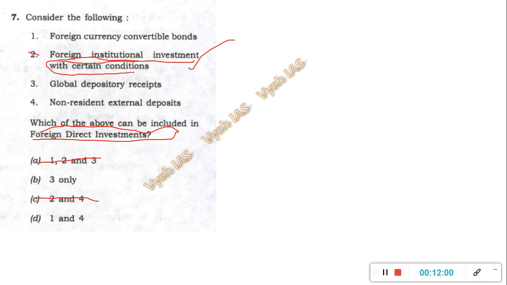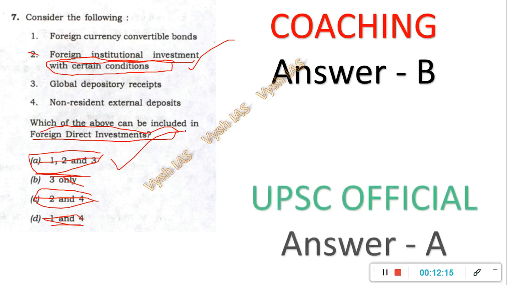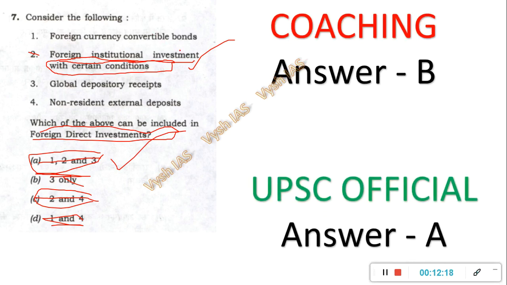So on the RBI's website, if you go and see, FII with certain conditions can be included under FDI. Okay, so you need 2 in the answer. So this is what you have to eliminate, this one and this one. So it's either 2 and 4 or 1, 2 and 3. And finally the answer key which came is 1, 2 and 3. Okay, the official answer key is 1, 2, 3, though many people did this also.